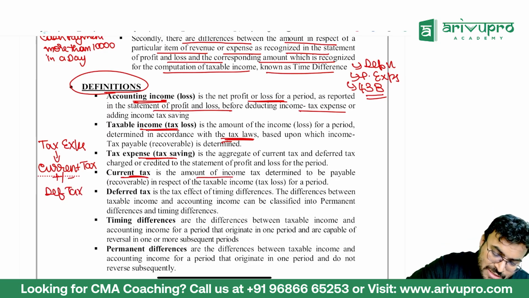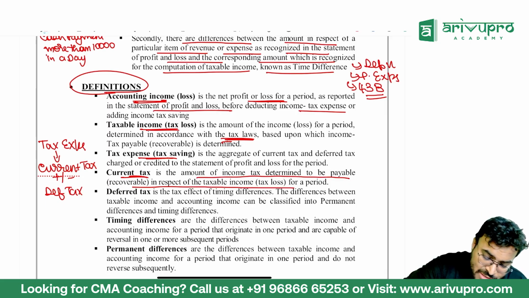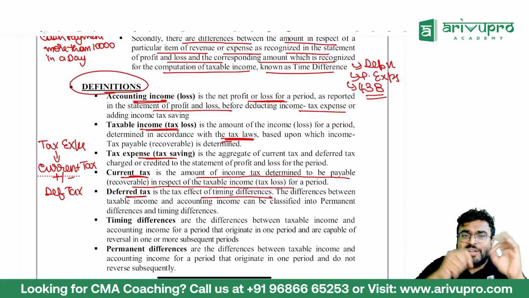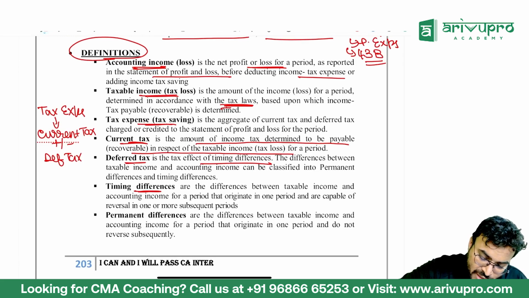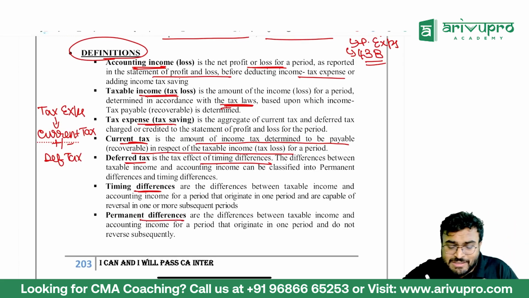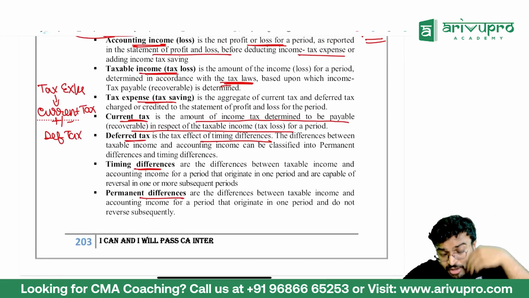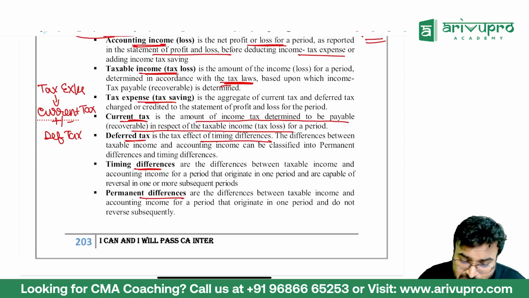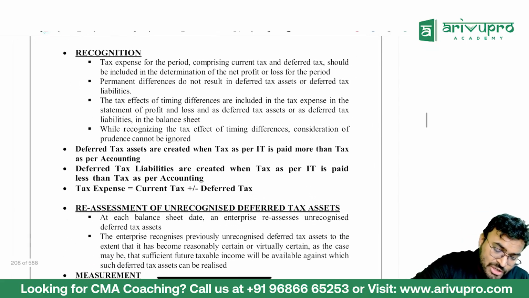Current tax means the amount of income tax determined to be payable as per income tax. As per income tax, what you got as tax payable, that is called current tax. What is deferred tax? Deferred tax is the tax effect on the timing difference. Because of timing difference, what tax effect you have, that is called deferred tax. Timing difference we already discussed. There is a permanent difference as well. Non-reversible difference is called permanent difference, and the difference which reverses is called timing difference. Clear? Now recognition.